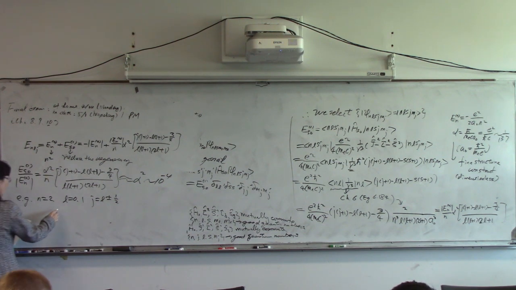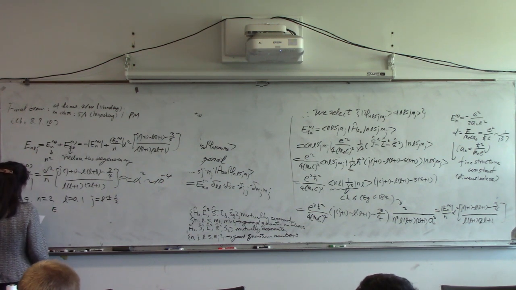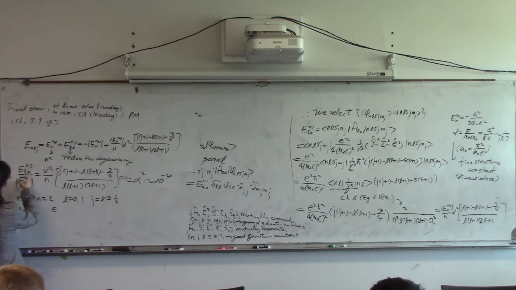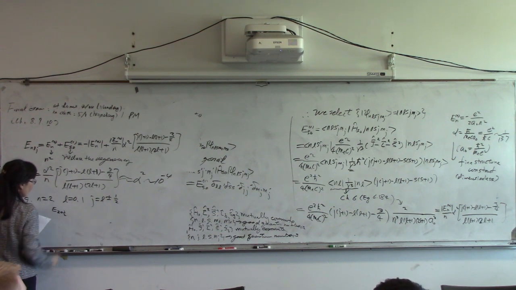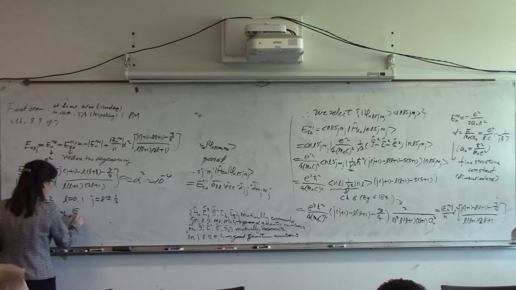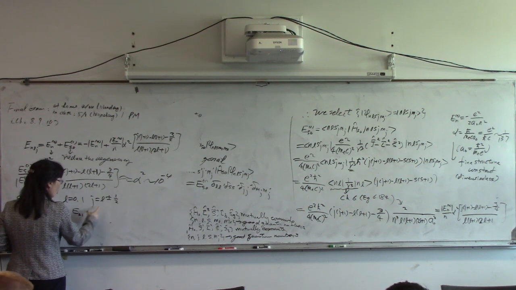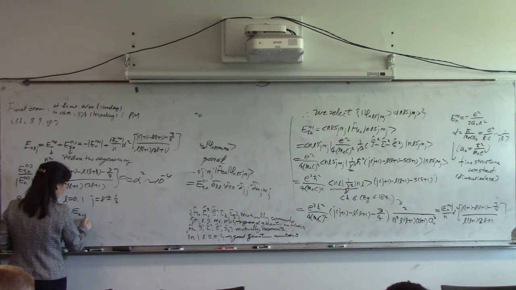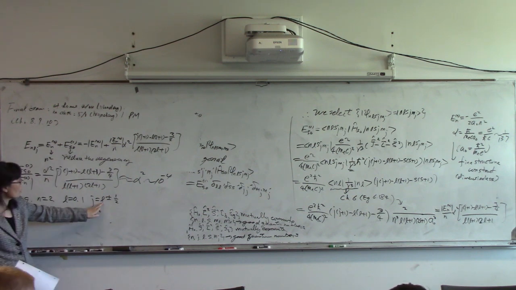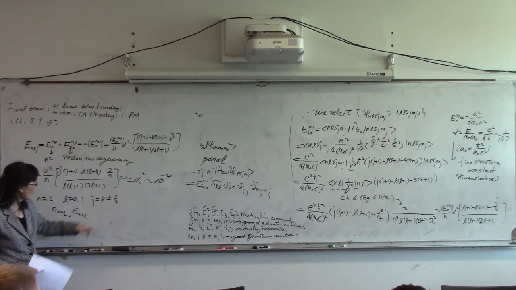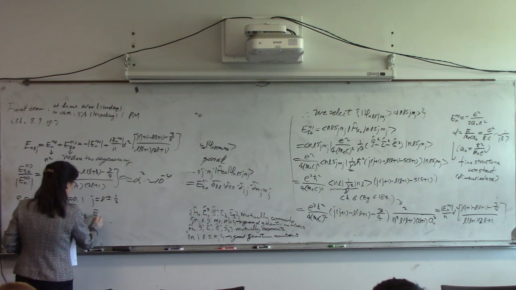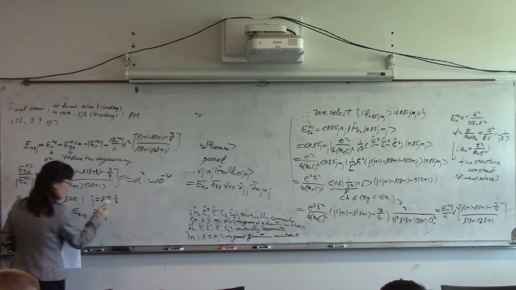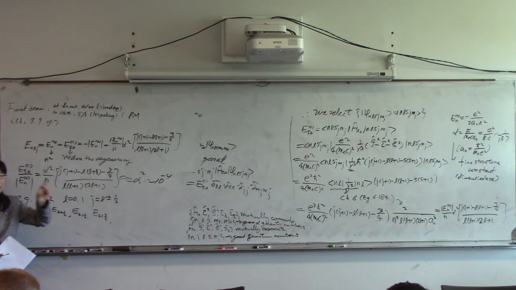So how many? Then we have E, N, L, G, right? So E, N is 2, L equal to 0. When L equal to 0, J is half, right? This one. And the second one is N equal to 2, L equal to 1, J is 1 minus half, right? J is 1 minus half, so it's half. When L is 1, and another one is 1 plus half, so that is 3 halves.